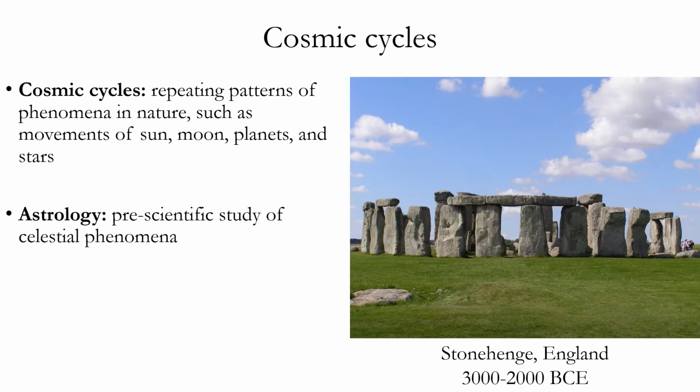Cosmic cycles are a really important feature of Neolithic and later religions. The cosmic cycles are repeating patterns of phenomena in nature, such as the movements of the sun, the moon, planets, and stars. So in the Neolithic period probably lies the origin of the various traditions of astrology that you can find in different societies. Astrology is the pre-scientific study of celestial phenomena, i.e. the motions of the sun, moon, planets, and stars.